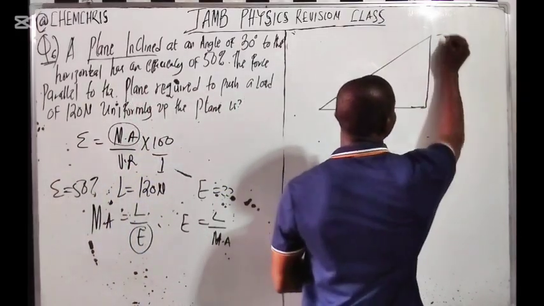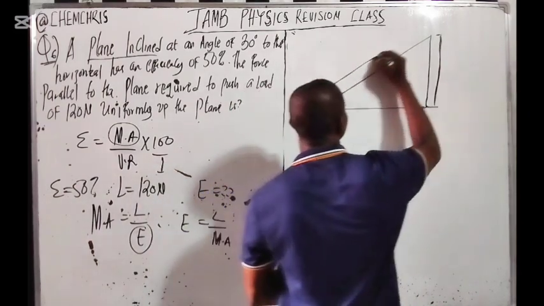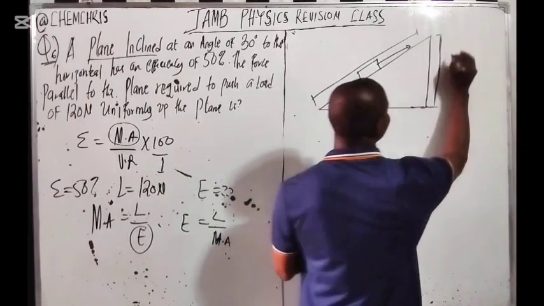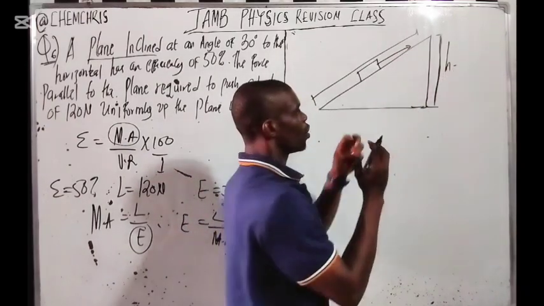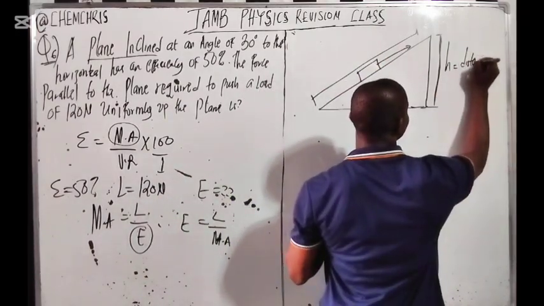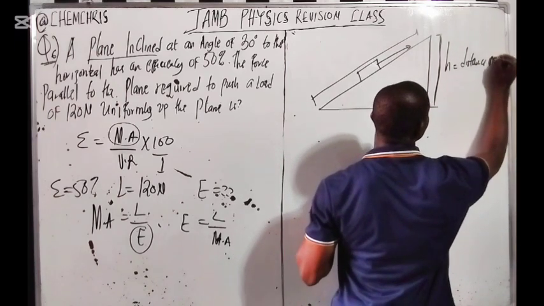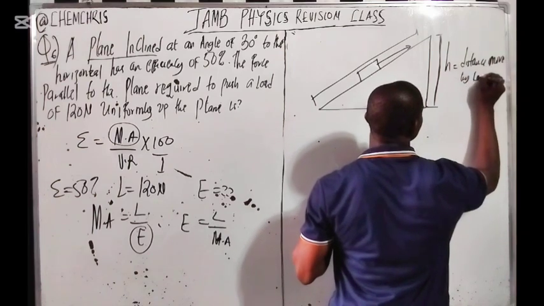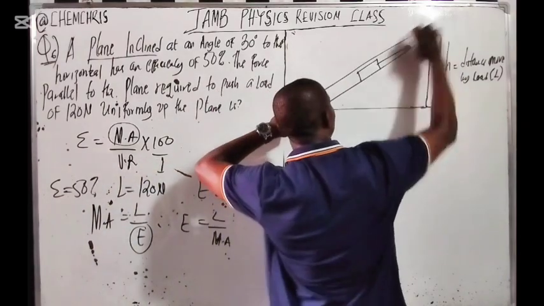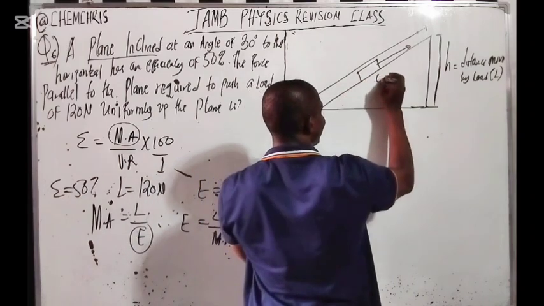So this is the height of the plane. This is the distance. So this is the load. You input the effort here. So this is the height. The height is the distance moved by the load. Distance moved by the load, which is h. Then the distance moved by effort is the length, my L here.